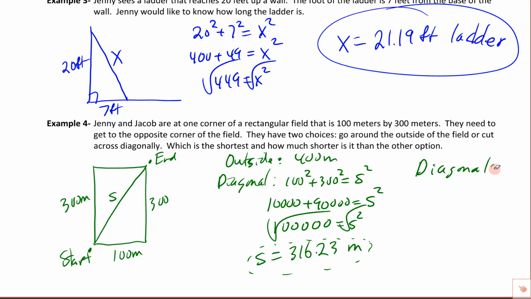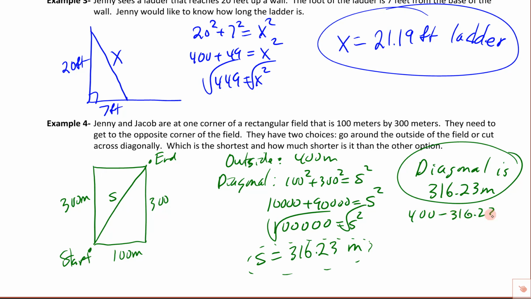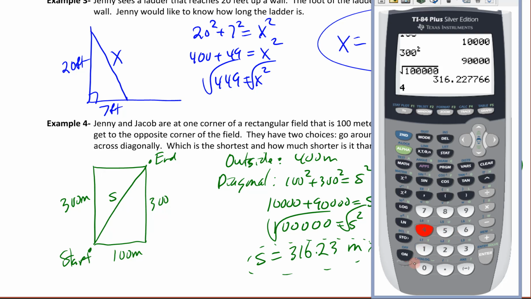So the diagonal is only 316.23 meters. Okay, so then we'd do 400 minus the 316.23, and let's see what we get there. 400, and I'm going to do something here. Notice above the negative it says ANS. I'm going to do subtract that answer. So what that does is it allows me to pull this up, and just instead of typing that whole thing in, it'll just recall that. So it says it saved us 83.77.